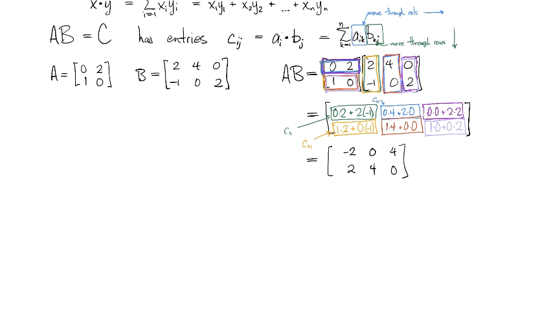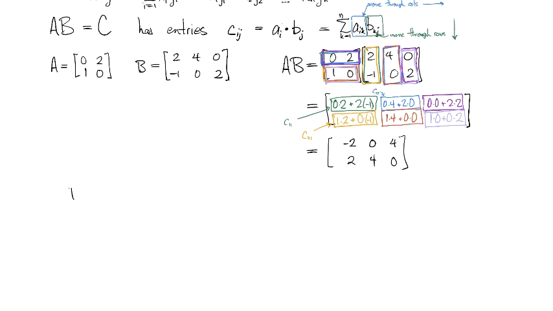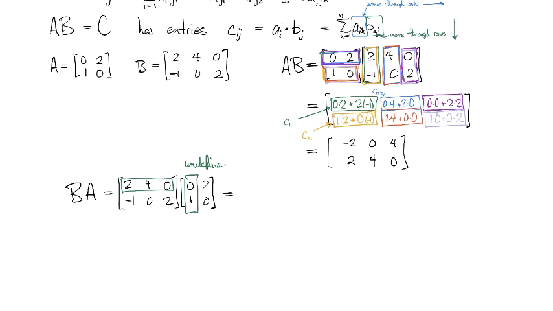And so let's also look at what would happen if we went to multiply B times A. Well, if we went to multiply B times A, we would have 2, 4, 0, -1, 0, 2 multiplied against 0, 2, 1, 0. And then you have a problem, because you always take the row from the first and the column from the second. So this row times this column is undefined. We cannot take the dot product of two vectors that are not the same length. So this is just nonsense.